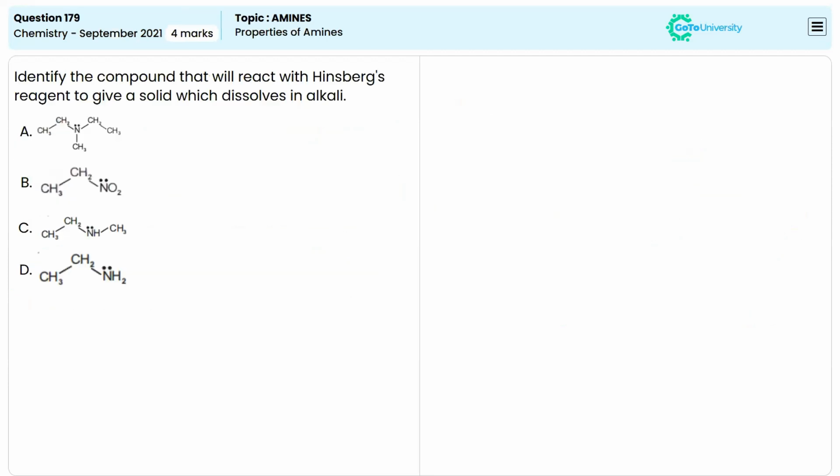Next question. Here, different compounds are given. Here we have to identify the compound that reacts with Hinsberg reagent to produce a solid which dissolves in alkali. Okay, so here we have to find out the compound which reacts with the Hinsberg reagent and produces a solid which dissolves in alkali, right? So first of all, we have to know what Hinsberg reagent is. Hinsberg reagent has the formula C6H5SO2Cl, that is benzene sulfonyl chloride.